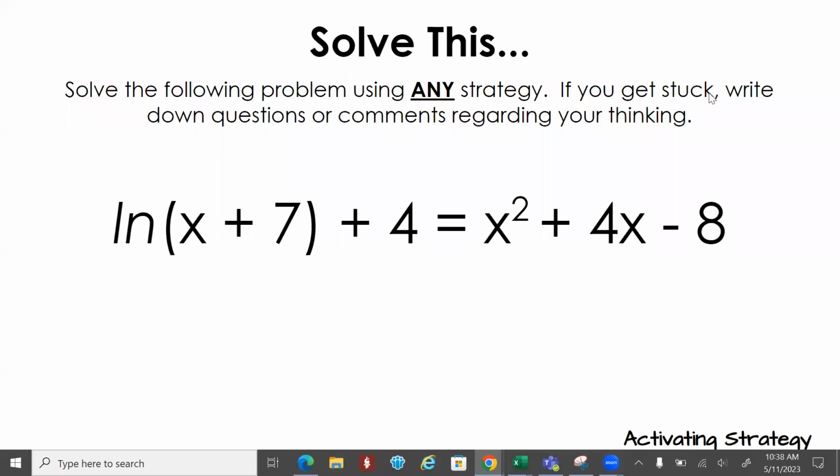Problem using any strategy. Okay, what does that mean, Ellen? I thought to say that when the line crosses the x-axis. When it crosses the x-axis?